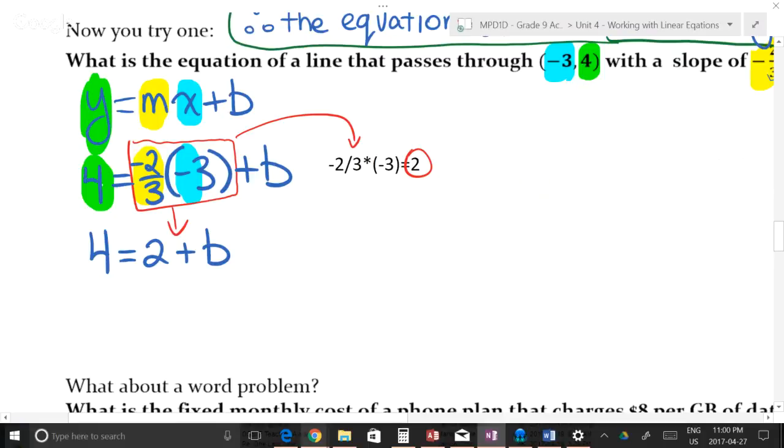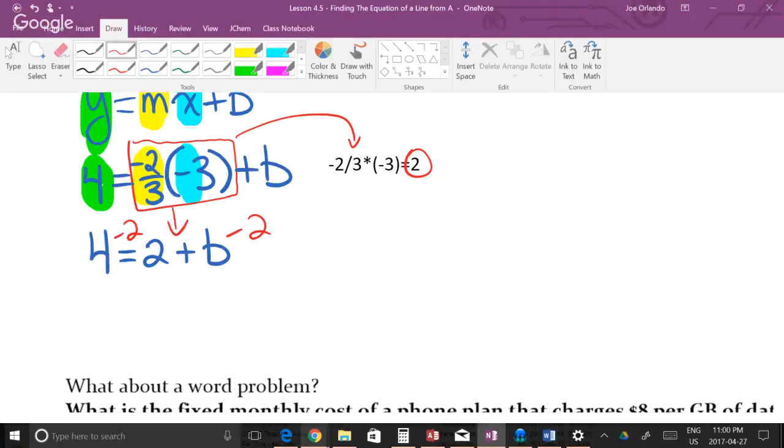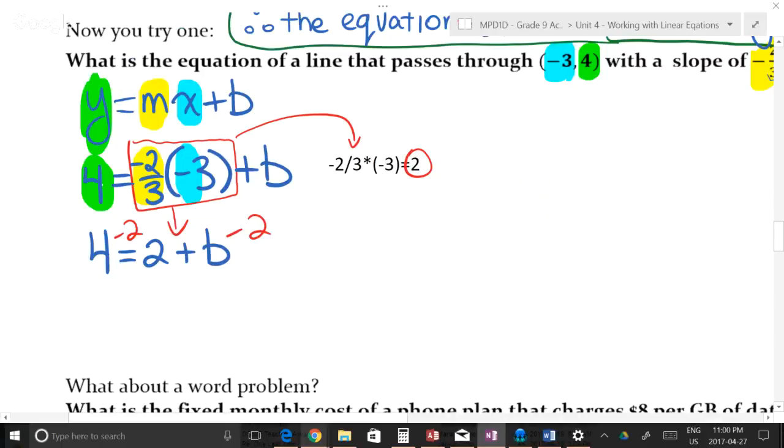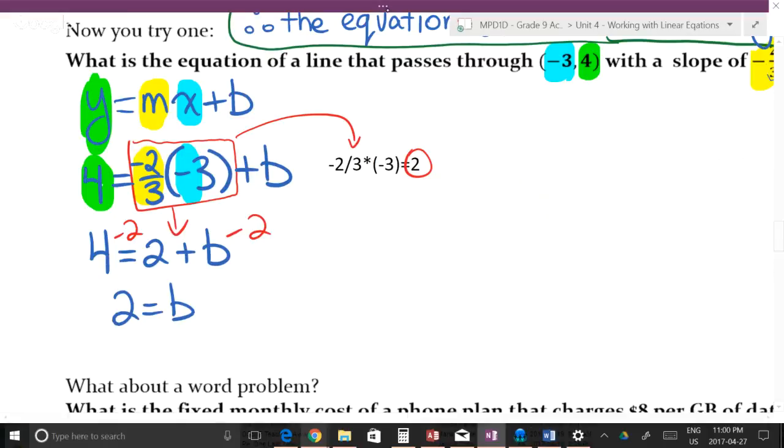And of course, Sam is going to be shouting at me through the computer screen. I can hear him all the way from Niagara Falls. He's saying subtract 2 from both sides. I'm saying, okay, Sam, you got it.